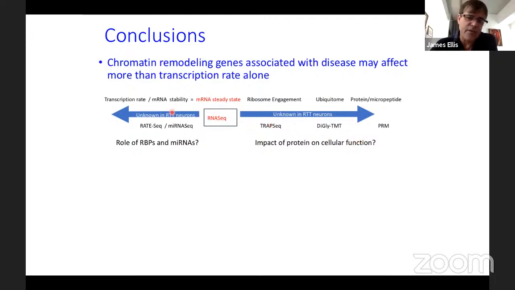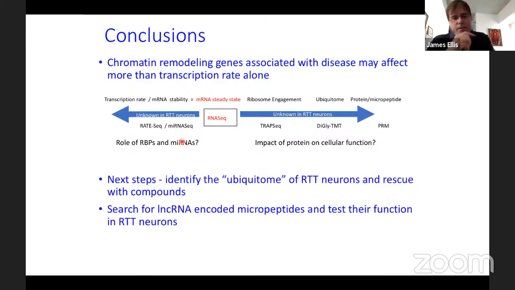And I've also shown you that going upstream of the mRNA steady state, you get changes in both transcription rate and mRNA stability, using RATE-seq. We also have microRNA-seq to help try and explain this. And we're currently looking at the role of RNA binding proteins and microRNAs in mRNA stability. So overall, we're going to be finishing off this work hopefully in the next year and pursuing it.